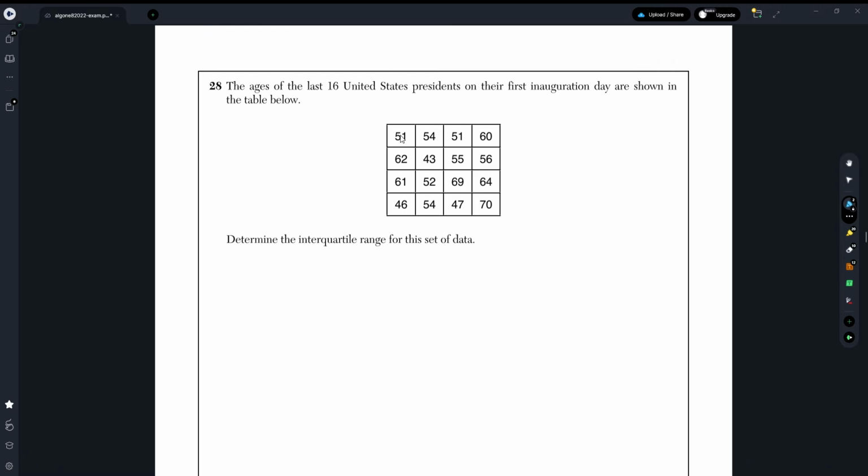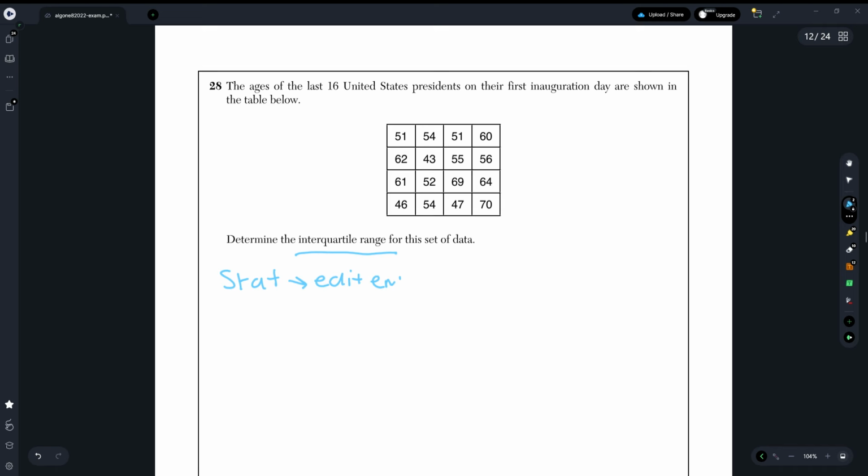The ages of the last 16 United States presidents on their first inauguration day are shown in the table below. Determine the interquartile range for this set of data. So interquartile range, you can use your calculator for the entire problem. So I'm going to go into stats. Right, I'm going to press stat. Then I'm going to go into edit.